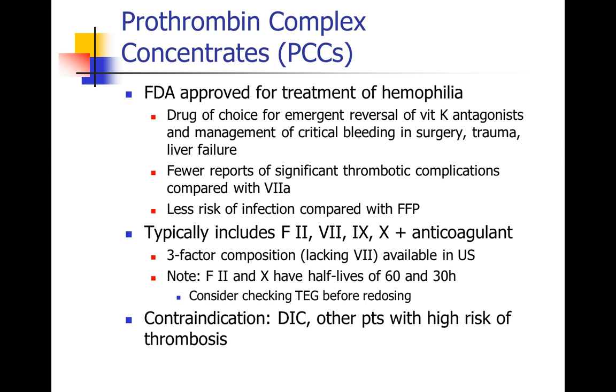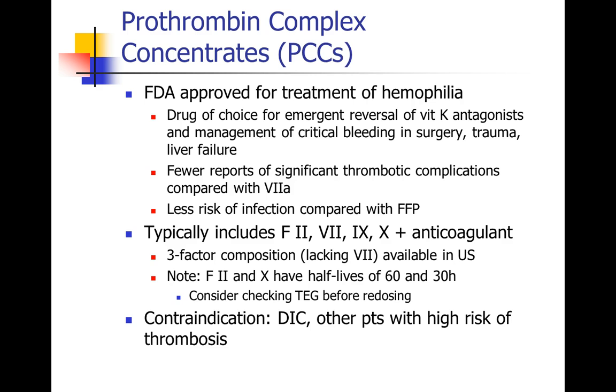A newer drug that's becoming more widely available in major centers is PCCs, prothrombin complex concentrates, also FDA approved for treatment of hemophilia, but becoming the drug of choice for emergency reversal of vitamin K antagonists like Coumadin, and management of critical emergency bleeding in surgery, trauma, and liver failure. There seem to be a lot fewer of those thrombotic complications with PCCs compared to factor 7A, and less risk of infection than you might get from pumping somebody full of FFP.